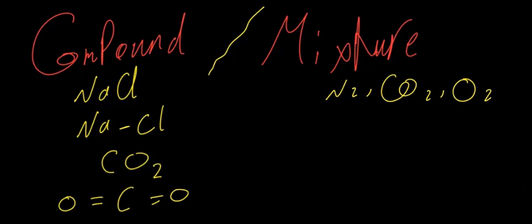And also you can find something like that, helium and H2, hydrogen and helium, but both of them are not chemically bonded. There is no bond between the helium and the hydrogen. So this is why we call it a mixture.